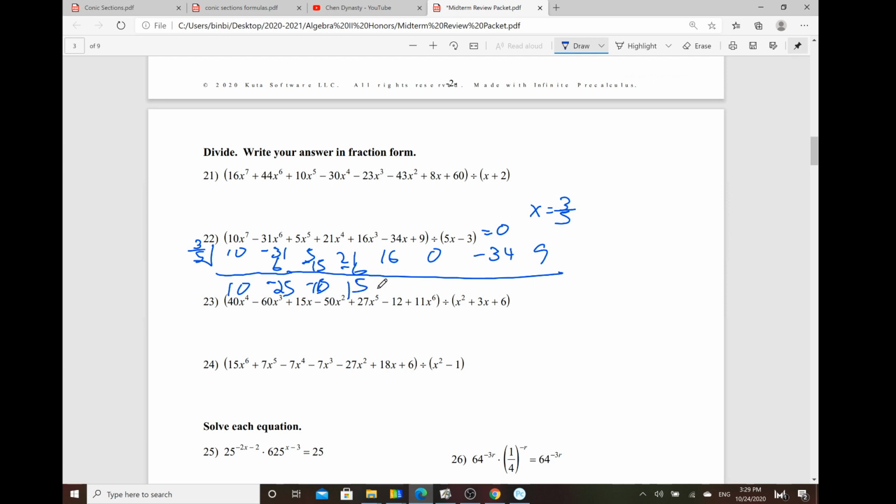15 times 3/5, then that'll be 9. And then 16 plus 9, then that'll be 25. 25 times 3/5, 15. And then 15, bring it down. So 15 times 3/5, then that'll be 9. Plus negative 34, then that'll be negative 25. And then times 3/5, so then that'll be negative 15. Final remainder, then that'll be negative 6.